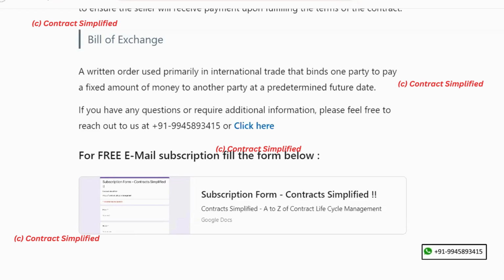So this is all about the payment terms that could be used in a payment clause. These payment terms may sound similar to each other, but still they are different from each other, and the difference is a very thin line between each.